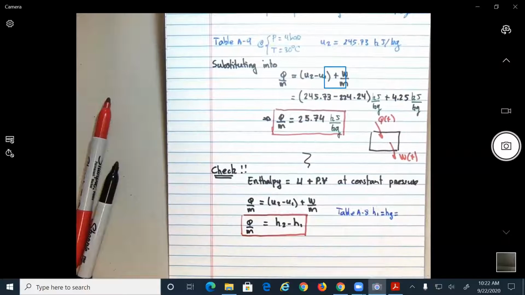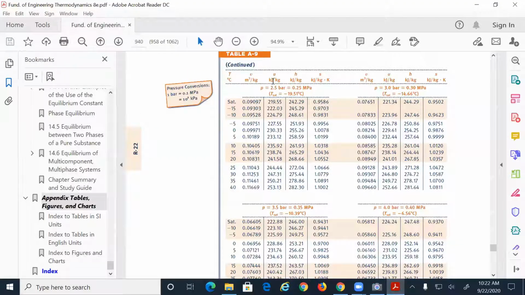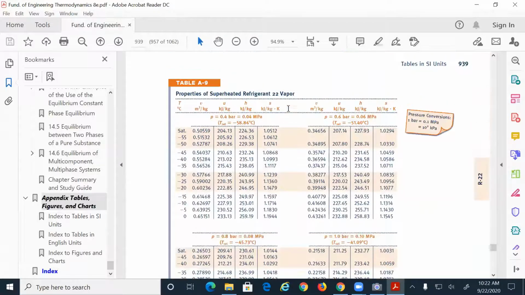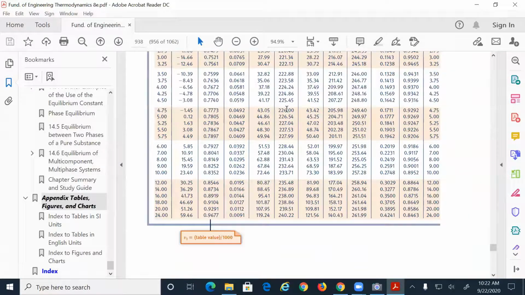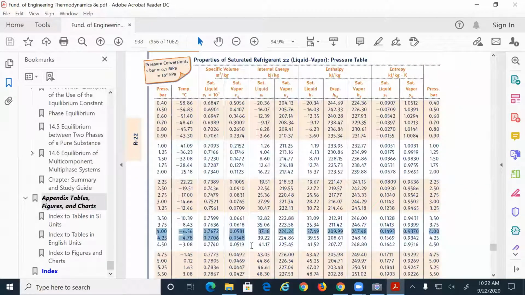So let me go to the tables. You see, you also have the values for H, no? This is table A9. So this is temperature, specific volume, specific internal energy, specific enthalpy, and this will be specific entropy. All right. We're on table A8, which is the previous one, at P equal 4. What would be Hg? Hg will be equal to 247.48. You see over here?